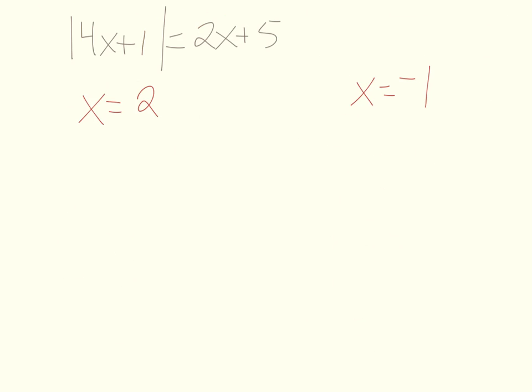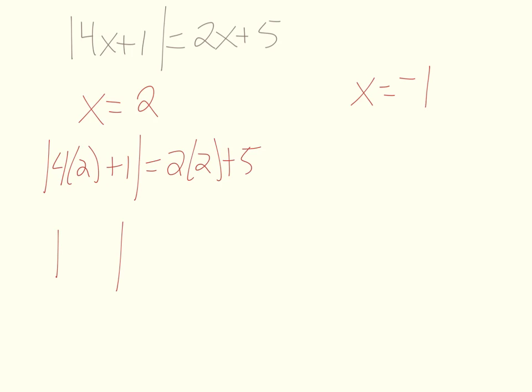You got those copied down. Remember, you are always checking into an equation with the absolute value sign. Otherwise you're not going to get the right information. We're going to check these two. Every place you see an x, you better put it in. So the absolute value of 4 times 2 plus 1, does that equal 2 times 2 plus 5? Well, this left-hand side, 4 times 2 is 8 plus 1 is 9. Does the absolute value of 9 equal 2 times 2 plus 5, which is 9? All right, that's an answer.